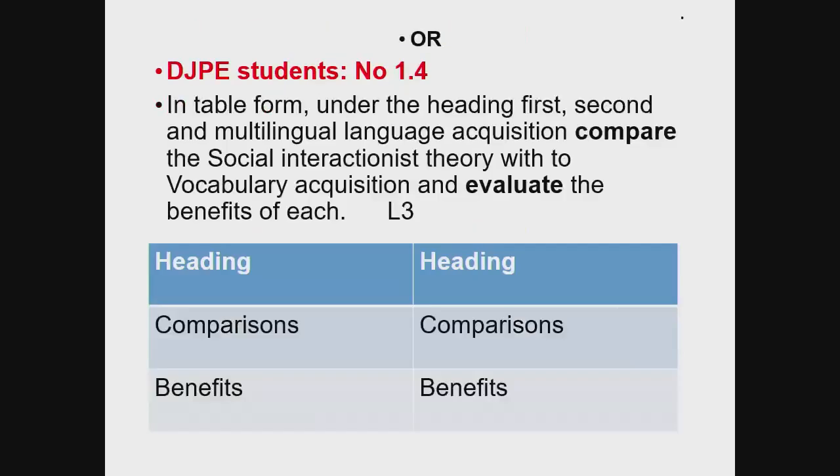Then, for the DJPE students, in table form, under the heading First, Second and Multilingual Language Acquisition, compare the social interactionist theory with vocabulary acquisition and evaluate the benefits of each. You will also make a table with two columns, the heading and then the comparisons and then the benefits. This is also a structure for the DJPE students.